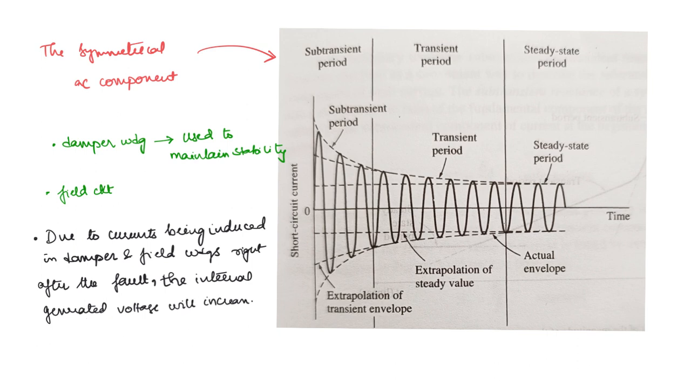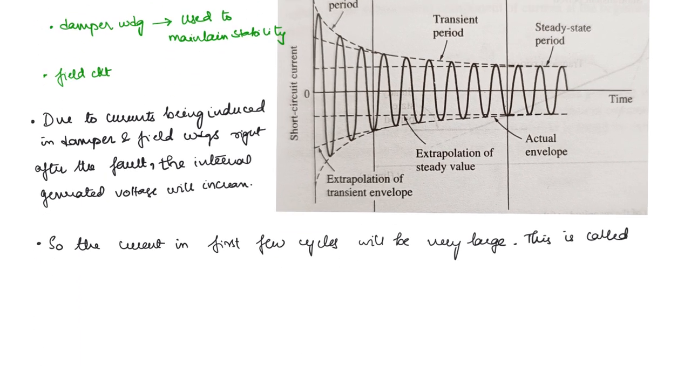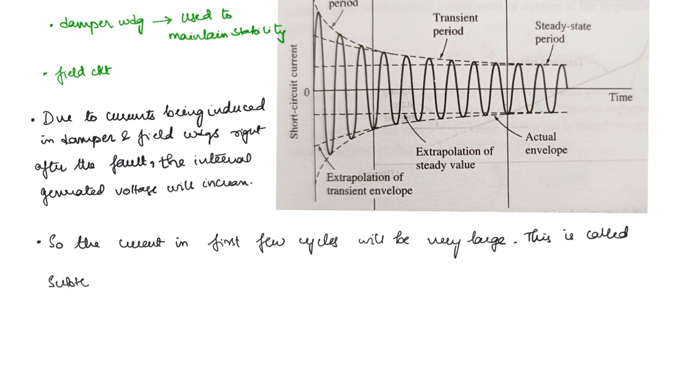Okay. So the next point will be, the current in first few cycles will be very large, and this is called subtransient current. So this is often denoted by I double dash. Okay. Now after that, what happens?